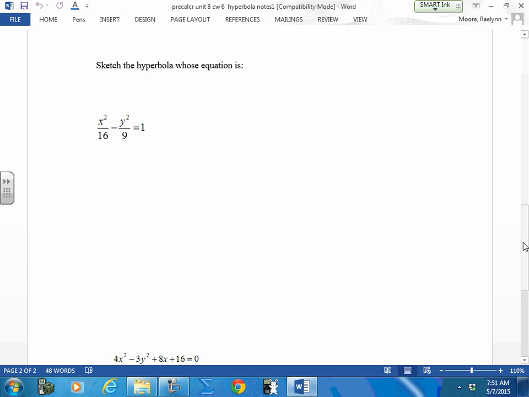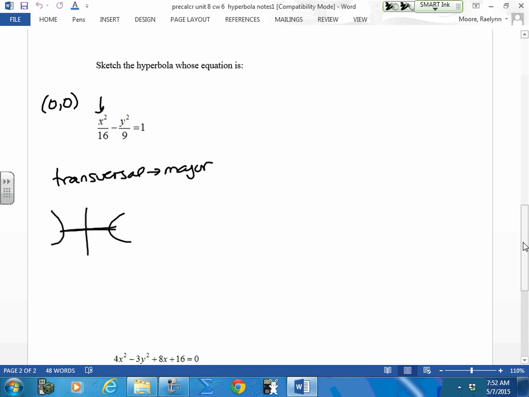So we're going to start real basic. What would the center of this hyperbola be? 0, 0. But we have no h, we have no k, so 0, 0. Whatever comes first is your major axis. Your major axis is called a transverse axis, because this is where your hyperbola transverses off of. So if x is your major axis, your hyperbola is going to transverse off of your x-axis like this. Well, it's going to look like this in a minute.